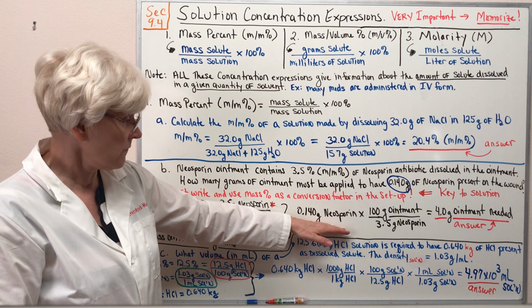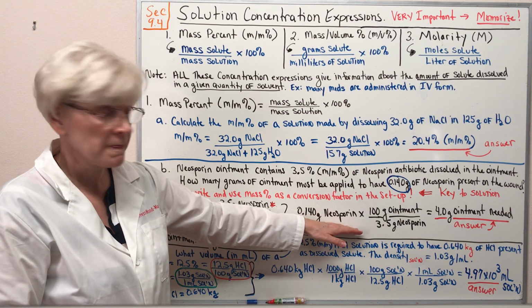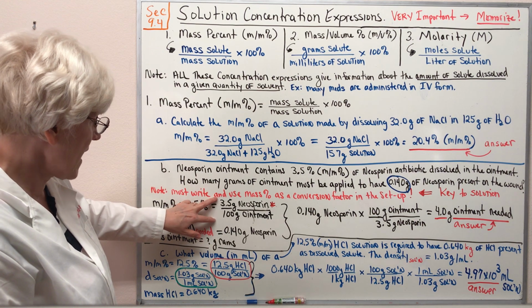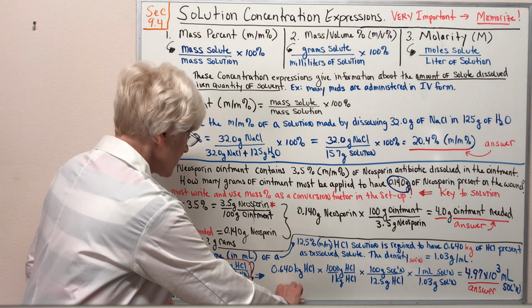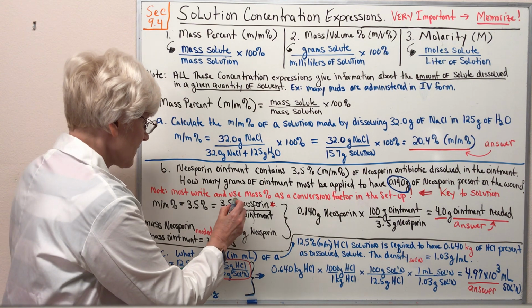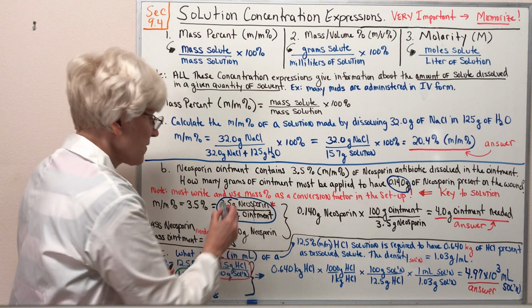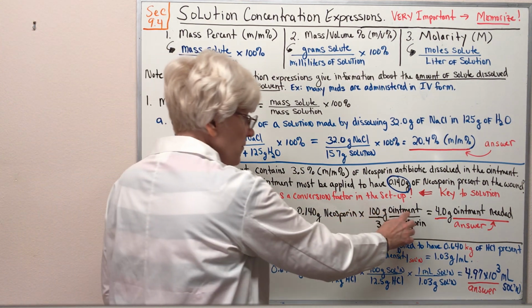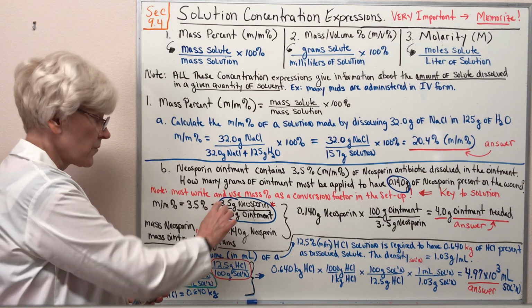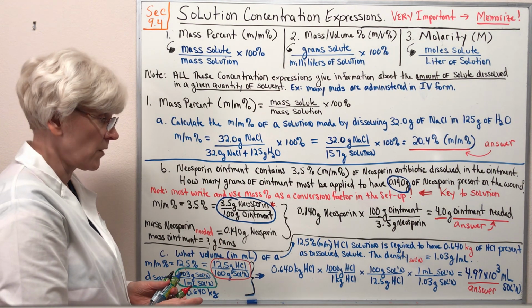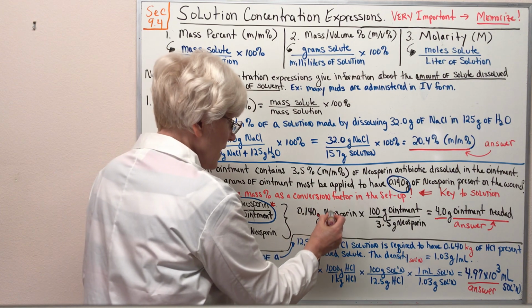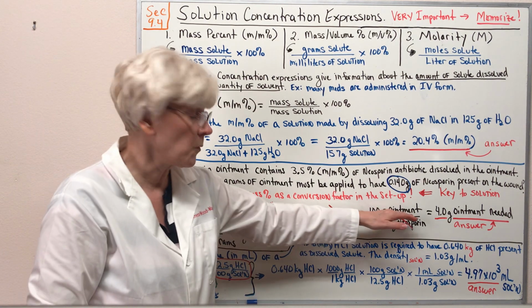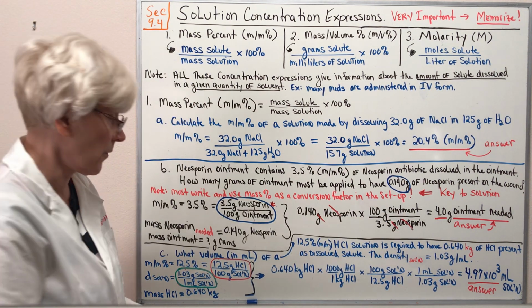Here is our 0.140 grams of Neosporin. I need to know how much ointment I need. So looking at my mass percent as a conversion factor, I see that I'm going to have to take this mass percent and write it in its flipped or inverted form. 100 grams of ointment over 3.5 grams of Neosporin. If I do that, I see that my grams of Neosporin cancel and I am left with grams of ointment, which is what I'm asked to solve for.